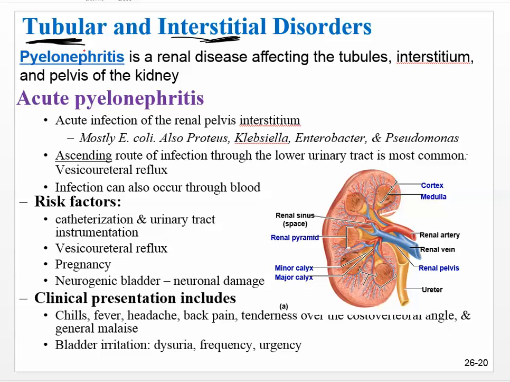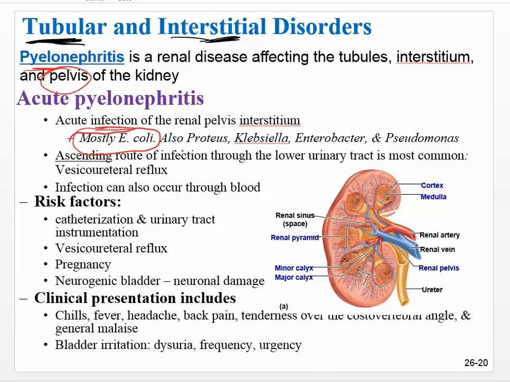Okay, so pyelonephritis is a renal disease affecting the tubules, interstitium, and pelvis. Pyelo actually refers to the pelvis of the kidney. So acute pyelonephritis is an acute infection, mostly E. coli. It is an infection of the renal pelvis and interstitium, so the area outside the cells, the interstitium.